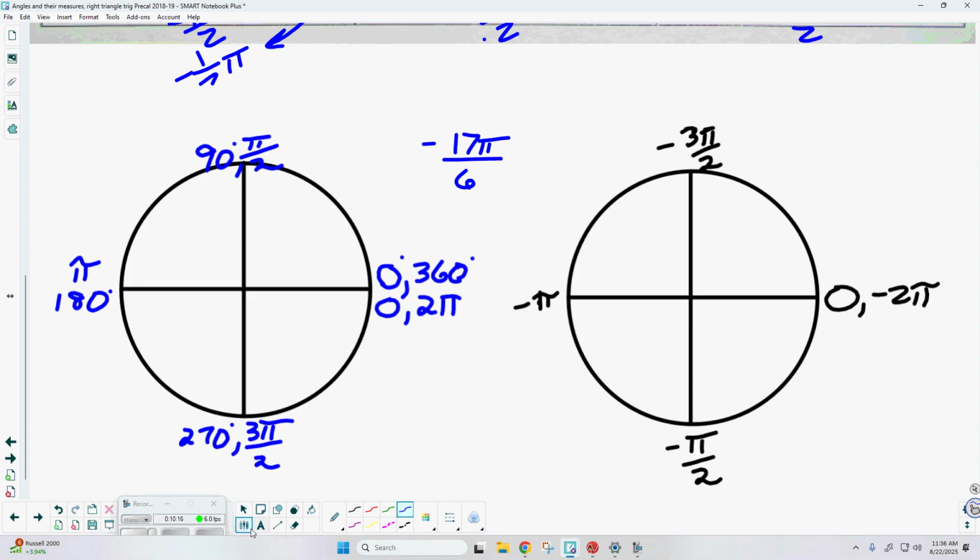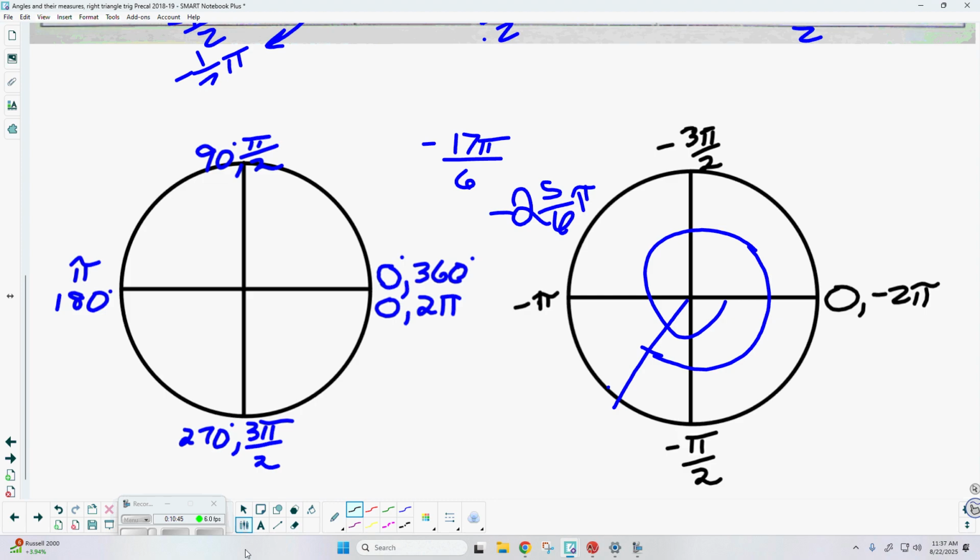Okay. So first up, what's the mixed number for negative 17/6? Negative 2 and 5/6 pi. There we go. Okay, so we have to rotate a negative 2 pi first. There you go. She goes right to it. That's correct. That is absolutely right.